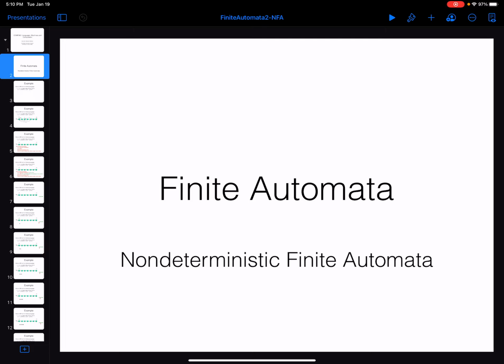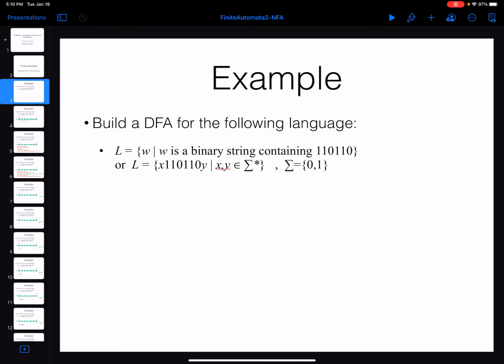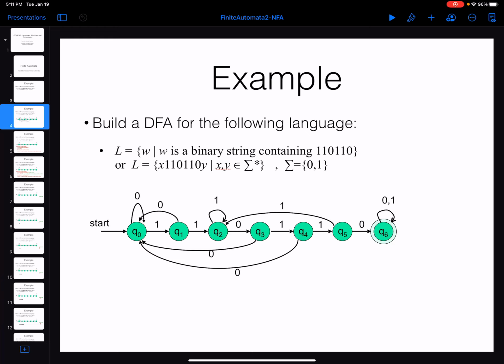In this video we are going to continue our discussion about finite automata, and today we are going to focus on non-deterministic finite automata. Remember this question from last week, a language of binary strings containing the pattern 110110. We have actually seen how to create a DFA for this language. This is the result.